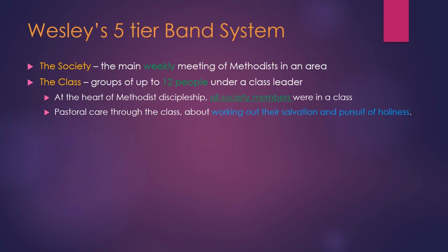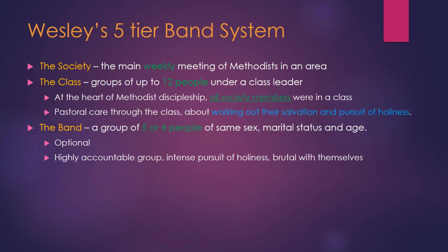Now then, if you were really serious about pursuing holiness, about pursuing a good heart disposition, you could also be part of a band. So there were several bands. The thing about bands is they were a group of 5 or 6 people, always of the same sex, same marital status, and similar age. These were optional. And this was like accountability on steroids. There was always some accountability in the class. But in the band, you had a very highly accountable group, intense pursuit of holiness.